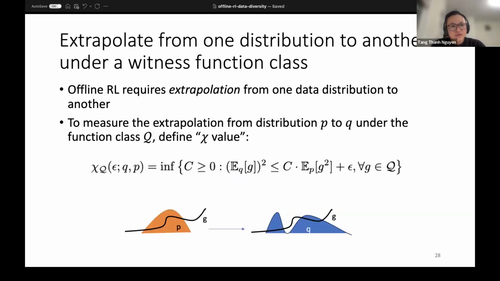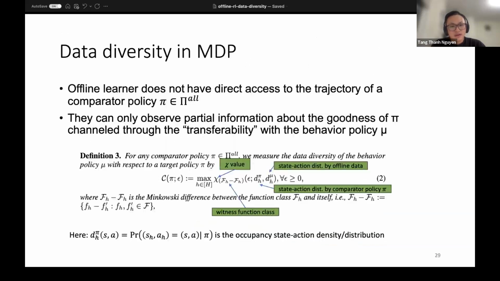The advantage is that this notion generalizes all the previous notions I showed in the slide. It is always upper bounded by the relative condition number or the single policy concentration coefficient, a measure used in offline reinforcement learning. In some scenarios the single policy concentration coefficient can be infinity, but this data diversity can be finite, so in that scenario it can separate the learning.